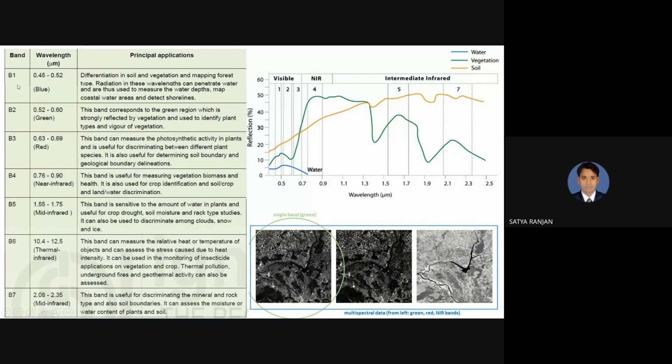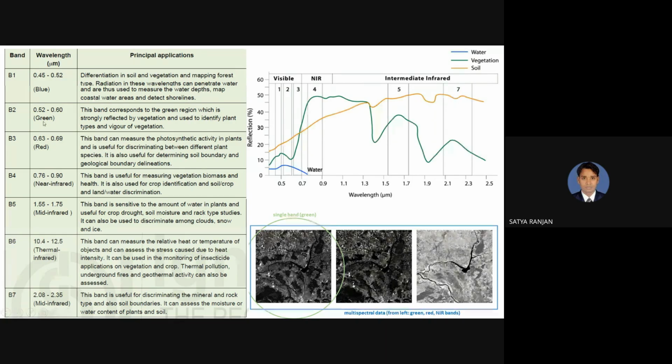So what is the use of the blue band in remote sensing? Generally in soil, vegetation, and mapping forest types, radiation in this wavelength can penetrate water and is thus used to measure the water depth. This band has the characteristic that it can penetrate through water. So in the satellite image, we can also know the water depth using this blue band, map coastal water areas, and detect soil lines. Soil lines are also analyzed in this band.